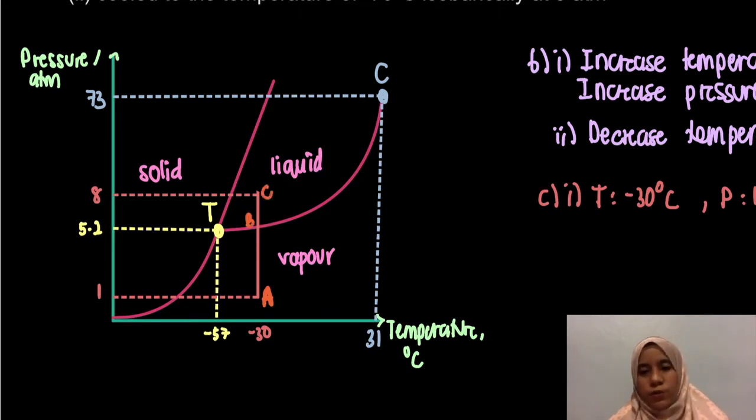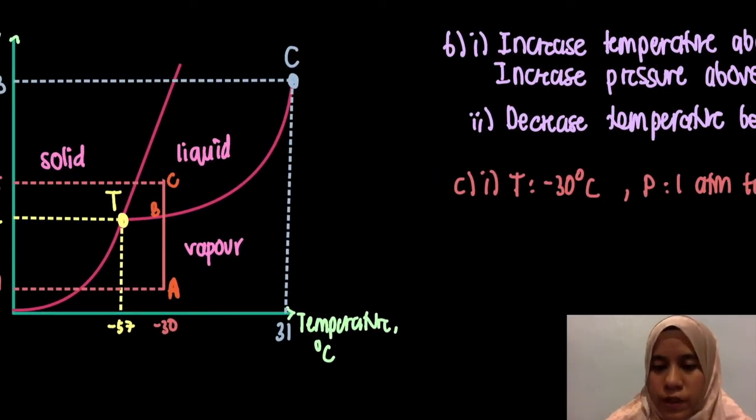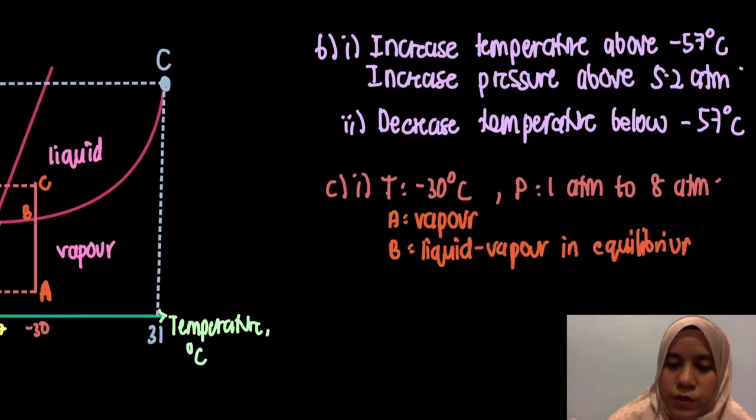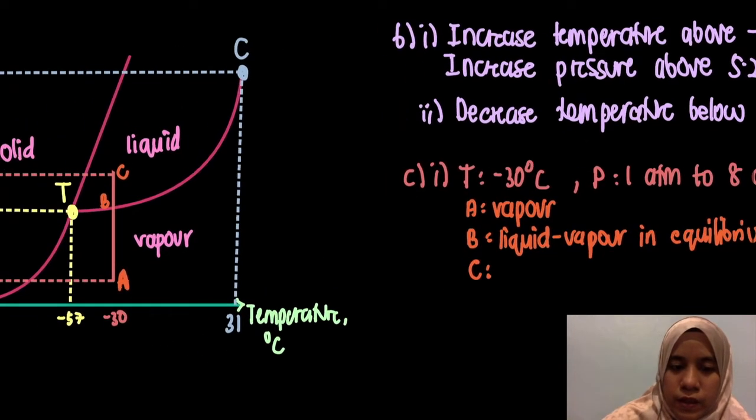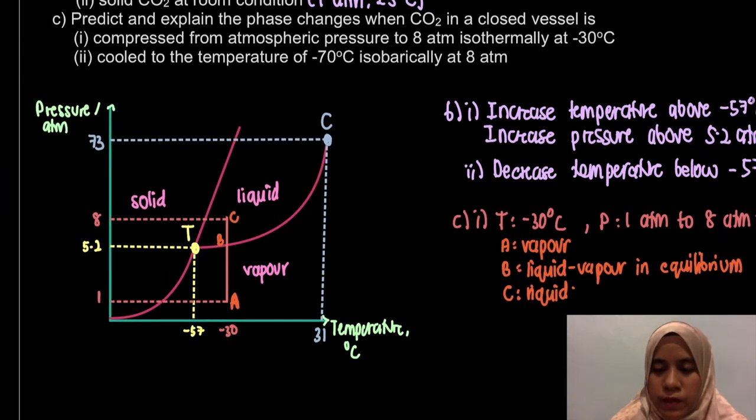Okay, so kita kena tunjuk lah what is the phase changes. So we have to write it down. Kalau A, dia sebenarnya adalah vapor. Kalau B, dia adalah liquid vapor. C itself, dia adalah liquid. That's for point number 1.